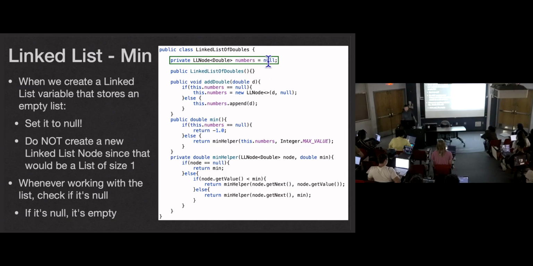To create an empty linked list, we're going to create our variable and set it equal to null. Do not create a new linked list node, because once you create a new linked list node, no matter what value you give it, you have a linked list of size 1. What I see a lot of students doing is new linked list node of null to represent their empty linked list. That's not how we do it. That's a linked list of size 1 that stores the value null, which is not what you want at all.